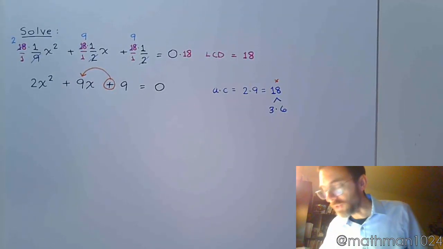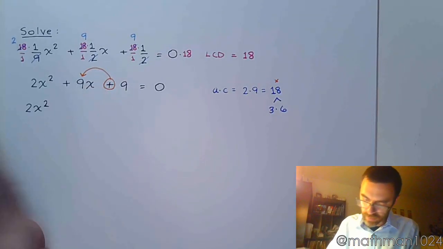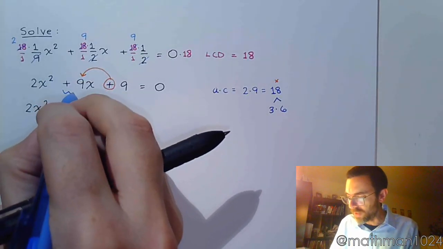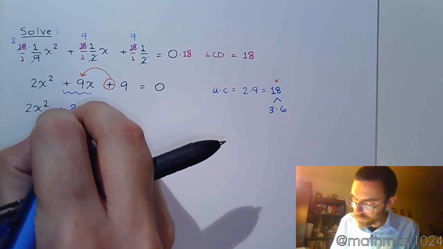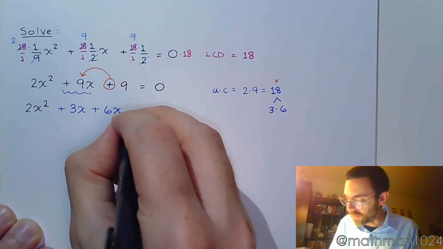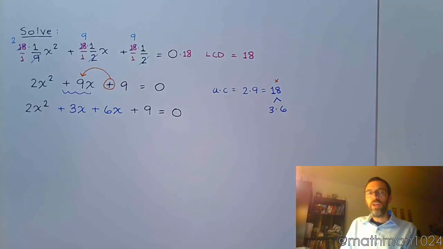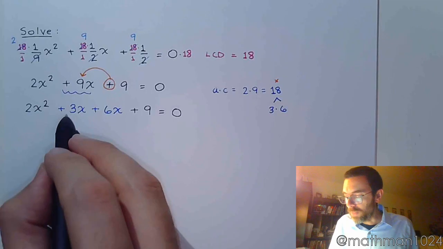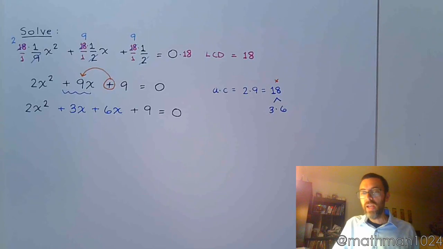So the AC method says that once you get that winning combination, you are now going to rewrite this middle term. So instead of saying plus 9x, use the 3 and the 6 to rewrite this as plus 3x plus 6x, and then you've got the plus 9 that was the constant, just bring it down. You might think that I've changed the problem, but look at this. Plus 3x plus 6x is still plus 9x, so I haven't changed anything. In fact, what I've done is I've been able to rewrite the problem to have 4 terms, which means I can now factor by grouping.